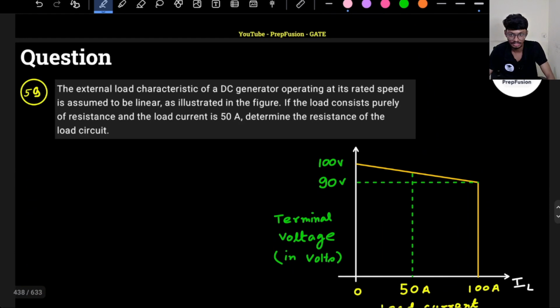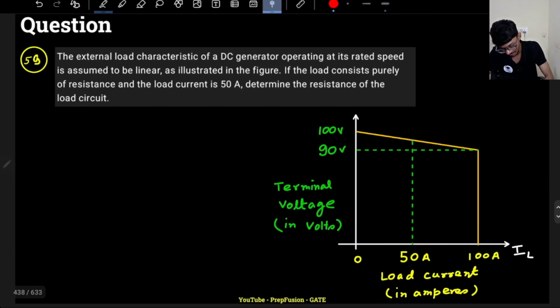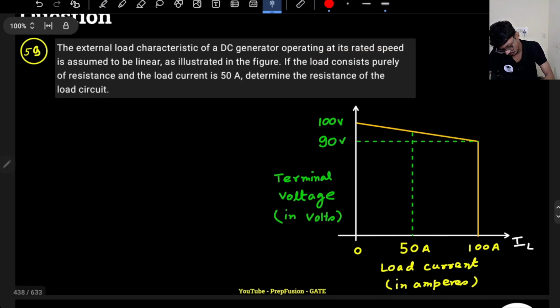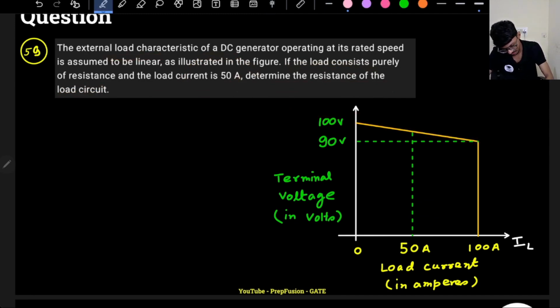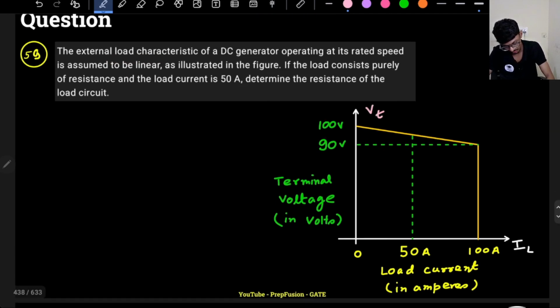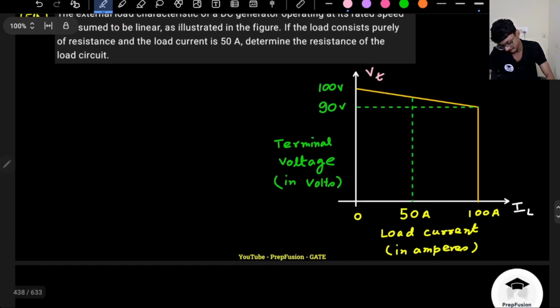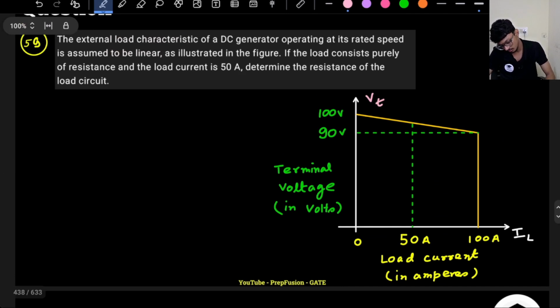The external load characteristics of a DC generator operating at its rated speed is assumed to be linear. If the load consists purely of resistance and the load current is 50 amperes, determine the resistance of the load circuit. They have told us this is the external characteristics, so it will be with respect to the terminal voltage Vt. I know that the load is purely resistive and the load current is 50 amperes.